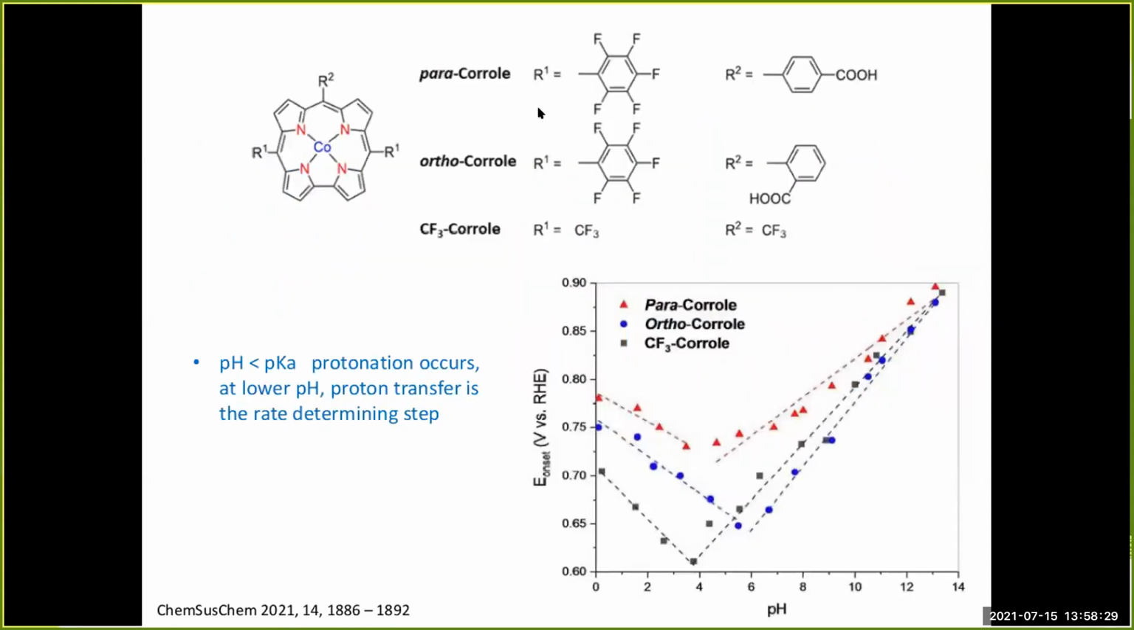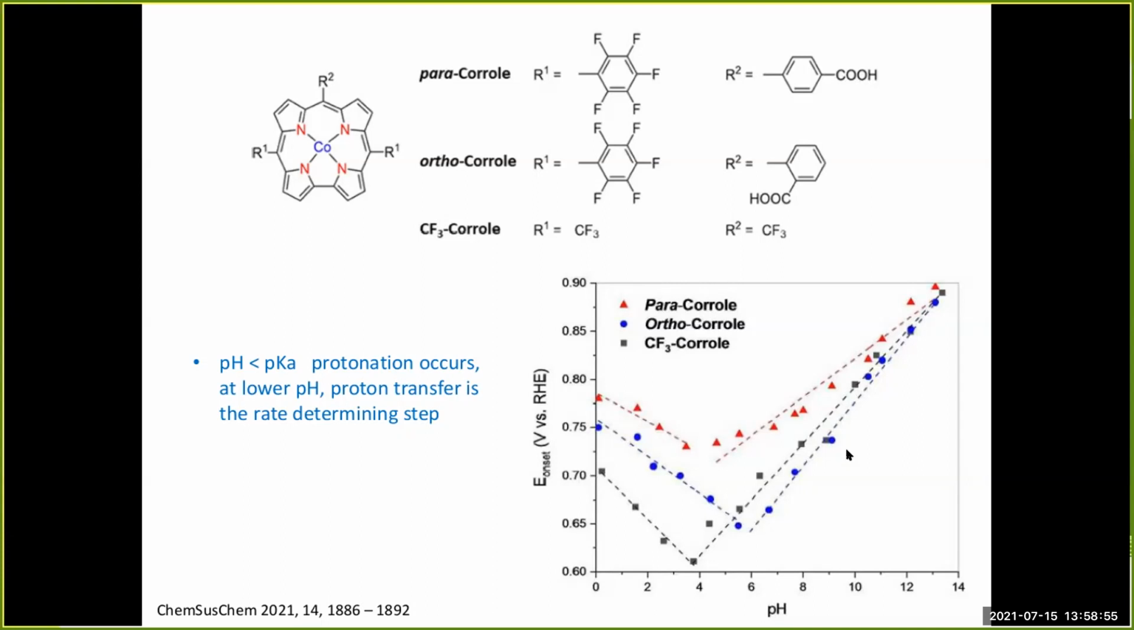We further studied these cobalt corroles with different substituents. We are calling them CF3 corrole, orthocorrole, and paracorrole. For CF3 corrole, these are the substituents R1, R2, and for orthocorrole, we are taking ortho-benzoic acid, and for paracorrole, we are taking para-benzoic acid. These are the onset potentials obtained from experiment.